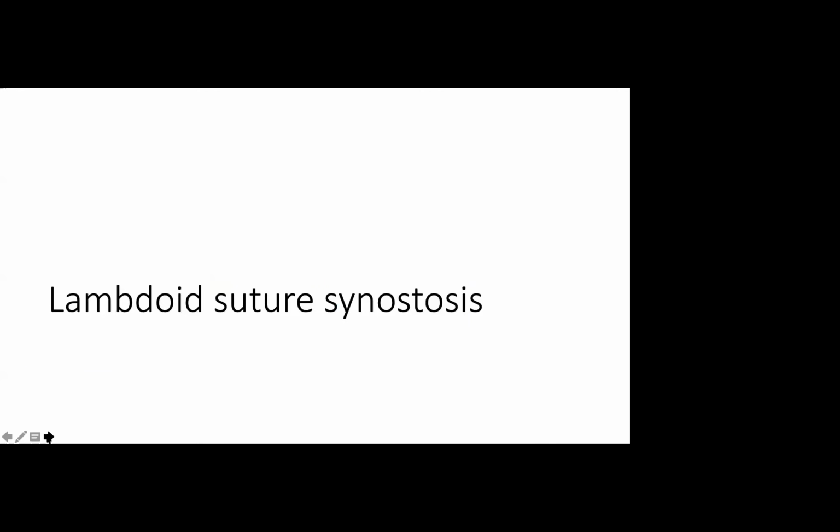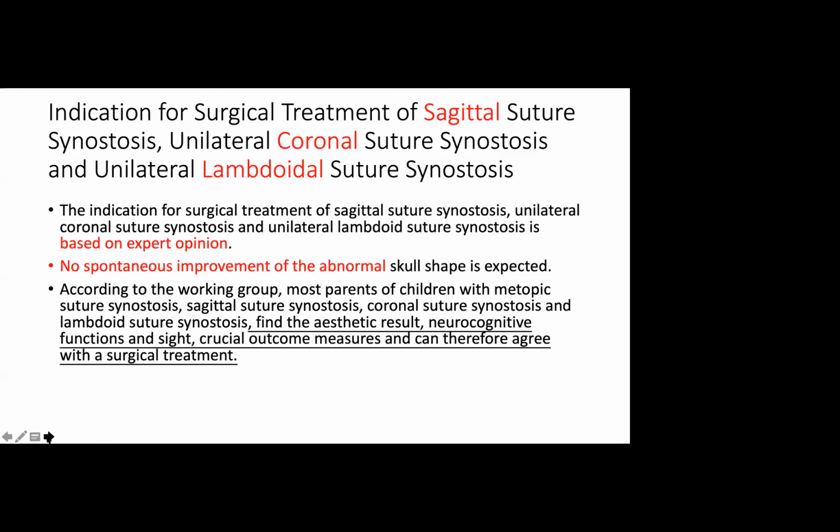For the lambdoid suture synostosis, the surgical indication is the same as sagittal and unicoronal. It's based on expert opinion. And the surgery is indicated because no spontaneous improvement of the skull shape can be noted.